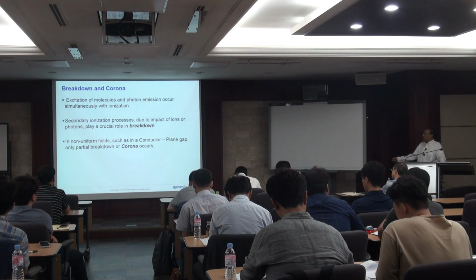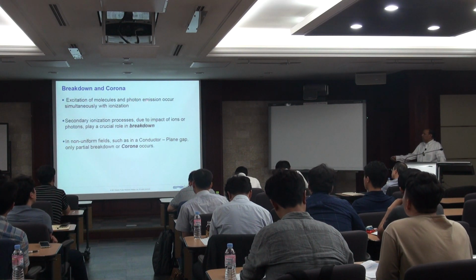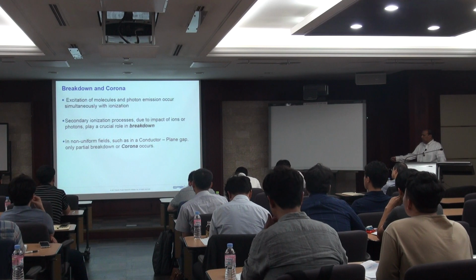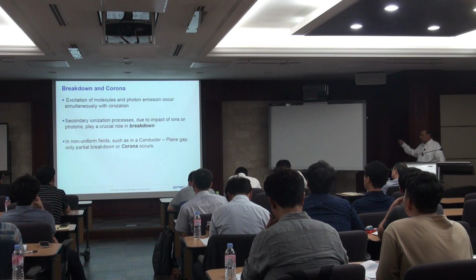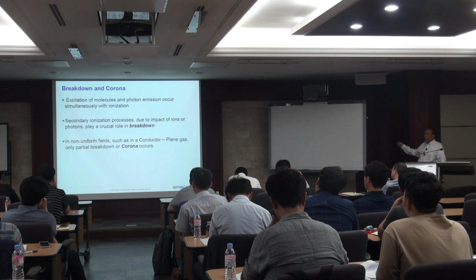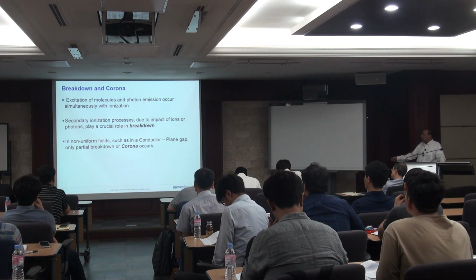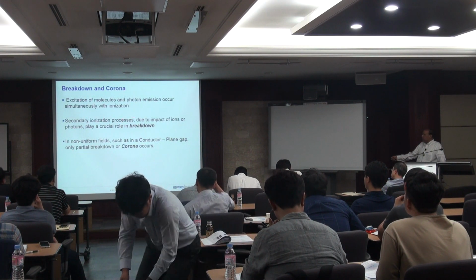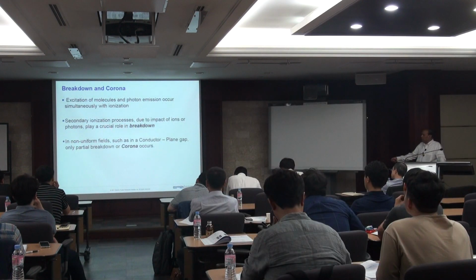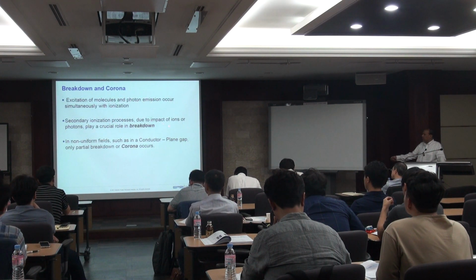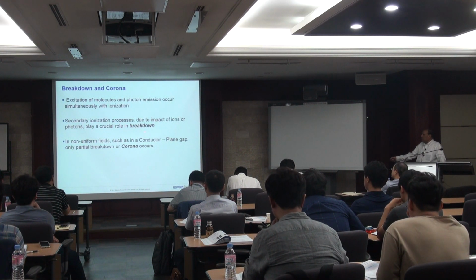First of all, excitation of molecules and photon emission occur simultaneously with ionization. We defined what ionization and excitation are. Ionization means the electron will come out of the orbit and go into the air, okay? That electron will have secondary ionization processes, then due to impact of ions or photons play a crucial role in breakdown of the air surrounding the conductor. And as we saw in those discharge pictures earlier, that is the breakdown.